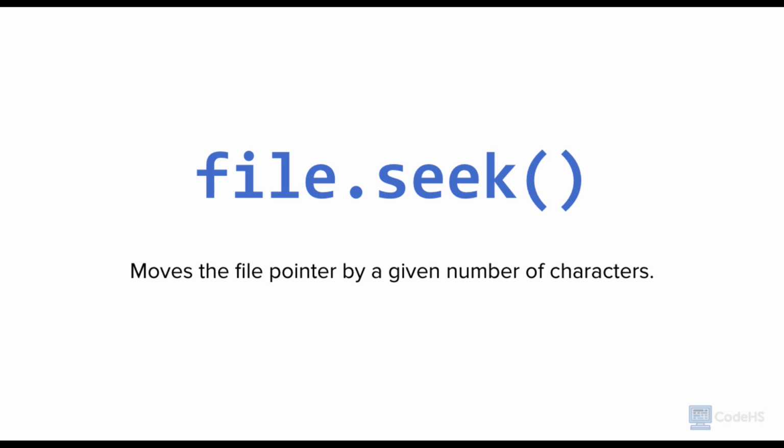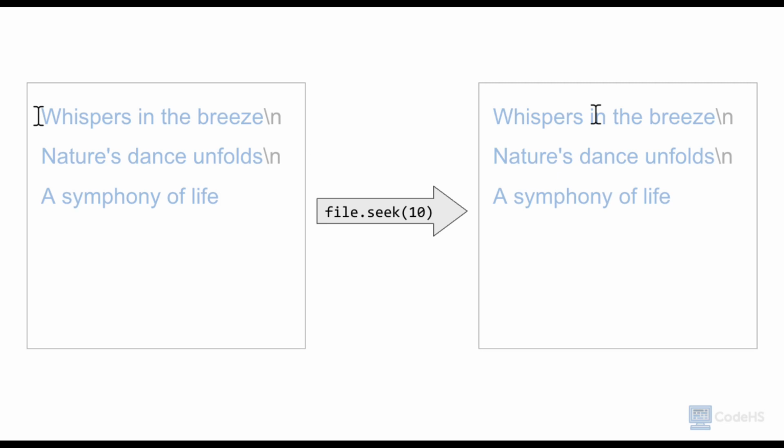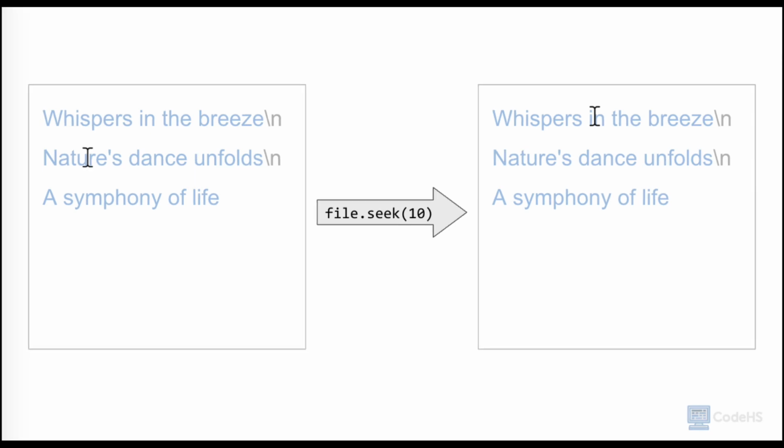With the seek method, we can move the file pointer by a given number of characters. For example, if we call file.seek(x), where x is an integer or number, this offsets or moves the position of the file pointer x number of characters from the beginning of the file. We call this parameter the offset. For example, imagine that the cursor is located at the beginning of the file. If we called file.seek(10), it offsets or moves the file cursor 10 characters in. Even if the cursor was initially located somewhere else in the file, when this seek method is called, the cursor will move the specified number of characters from the beginning of the file.